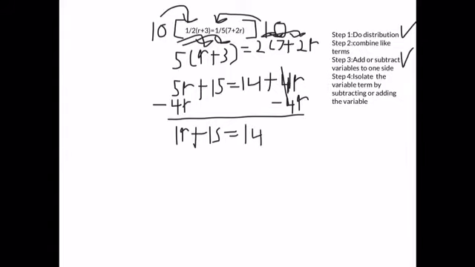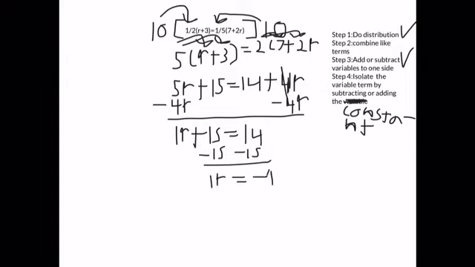Then next we will isolate the variable term by subtracting or adding the constant. Then we would take away 15 from both sides. So our answer would be -1. So r equals -1.